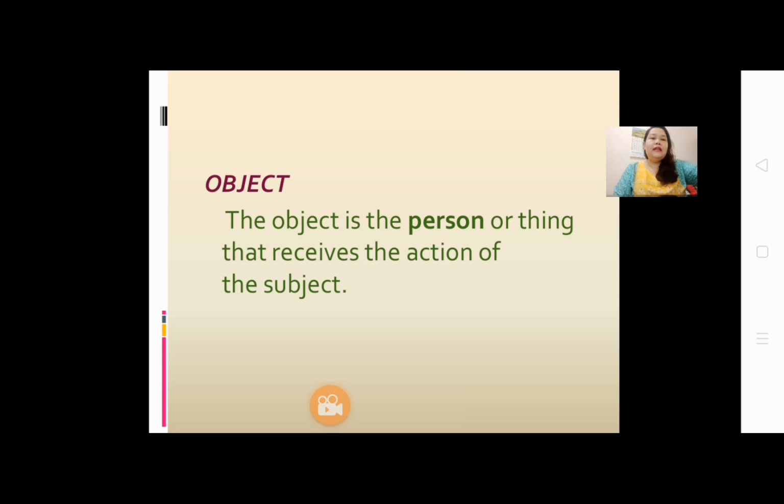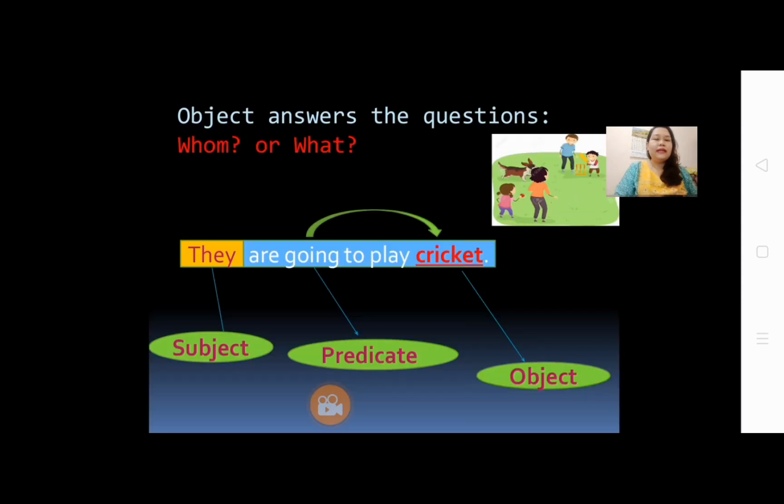Let us see one example. They are going to play cricket. Who is the sentence about? The sentence is about they. Right, children? So, they is the subject. And the rest of the sentence, are going to play cricket, is the predicate.